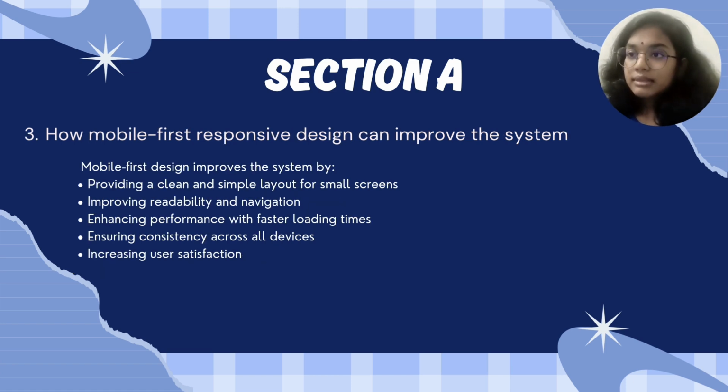Okay, now let's move on to section A, question 3. How mobile first responsive design can improve the system. Mobile first design improves the system by providing a clean and simple layout for small screens, improving readability and navigation, enhancing performance with faster loading times, ensuring consistency across all devices, and also increasing user satisfaction.